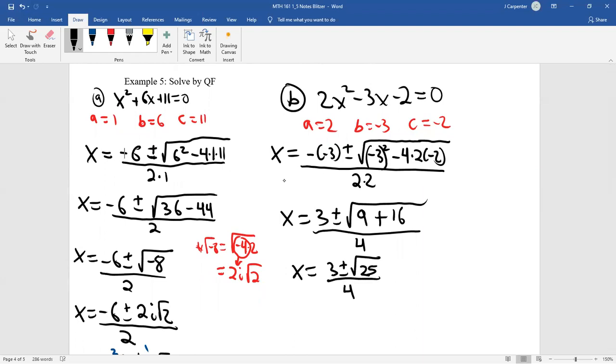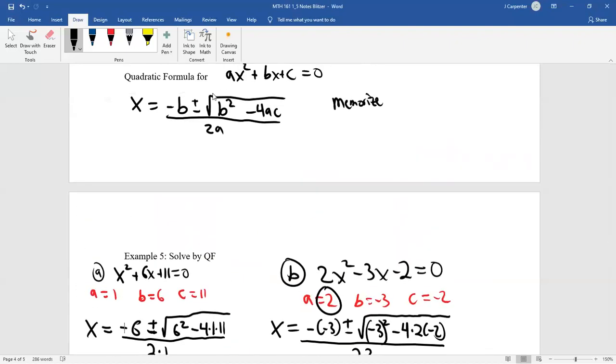Now this problem is easier. It's not a square root of -8. We're not pulling i's out. We're not breaking things up. We know the square root of 25 is 5. So this is a colon just so I can skip going down a line. x equals 3 plus or minus the square root of 25 is 5, and then all over the 4. So another question. No, a was +2. And that's just 2a in the formula.